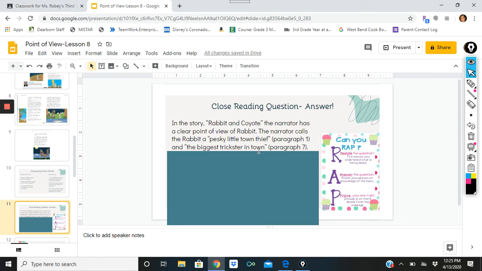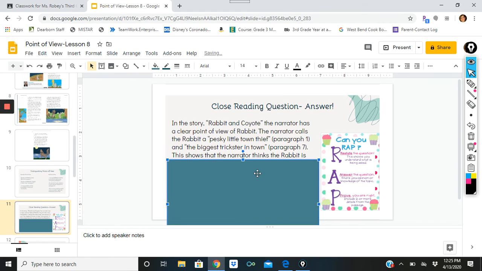So I answered the question that was a pesky town little thief. So it says, this shows the narrator thinks the rabbit is tricky and untrustworthy. Now, since this is a 2-part question, I have to talk about the narrator's point of view, but then I have to talk about whether I agree or disagree. So I have to answer the question and prove that I'm right for the first part of the question first.